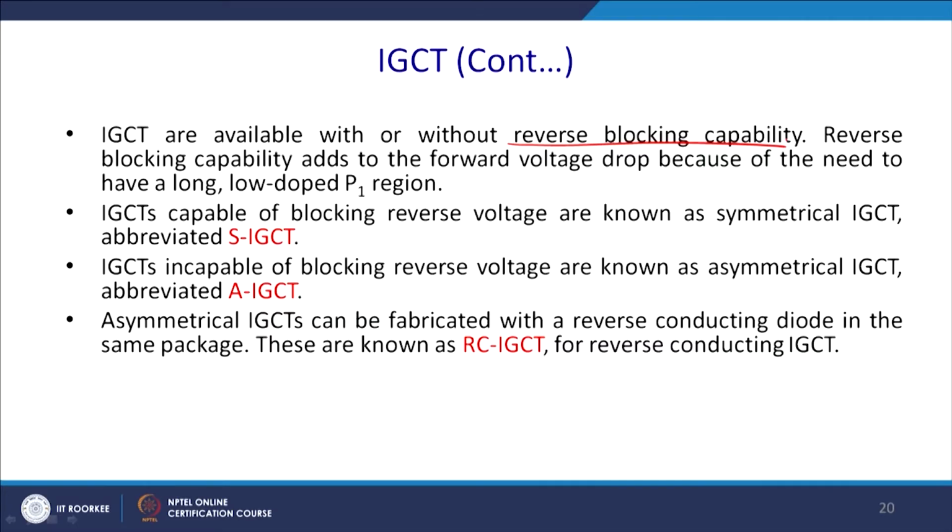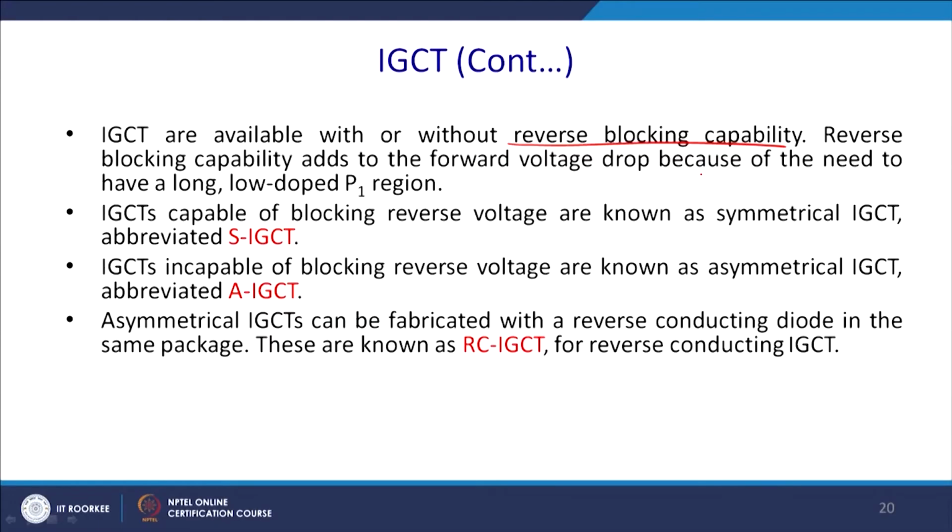If you require it for an actual application like a VSI, where you are feeding an inductive load like drives and all those things, where you require a forward blocking mode but a bidirectional current mode, then generally it comes with an anti-parallel diode. Reverse blocking capability adds to the forward voltage drop because it needs to have a long and low-drop P region.